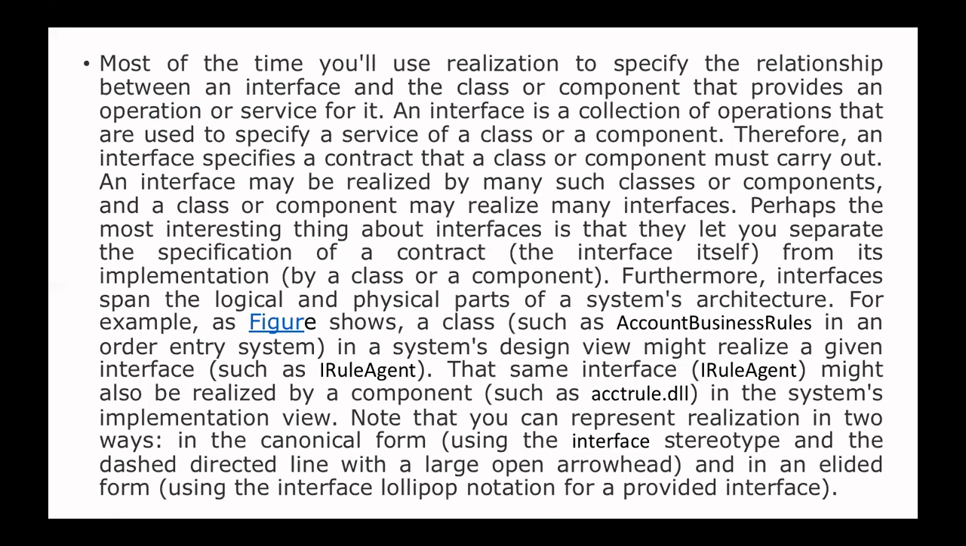Most of the time you will use realization to specify the relationship between an interface and the class or component that provides an operation or service for it. An interface is a collection of operations that are used to specify a service of a class or a component. Therefore, an interface specifies a contract that a class or component must carry out. An interface may be realized by many classes or components, and a class or component may realize many interfaces.